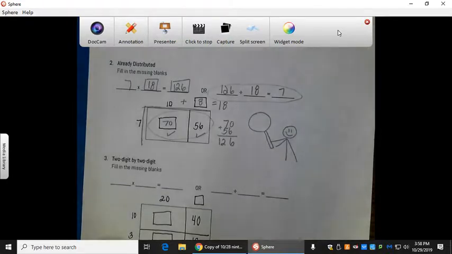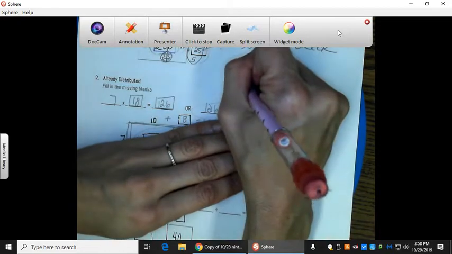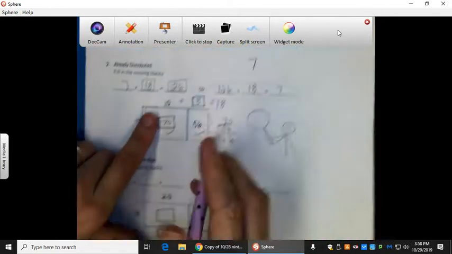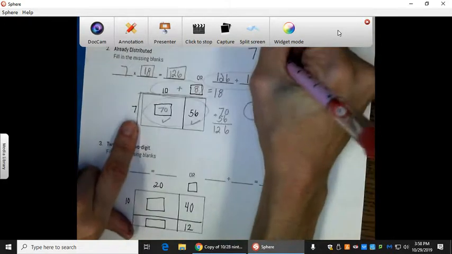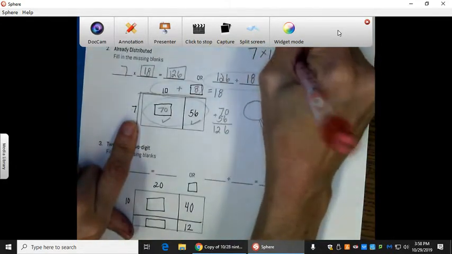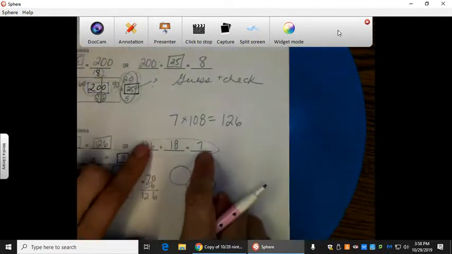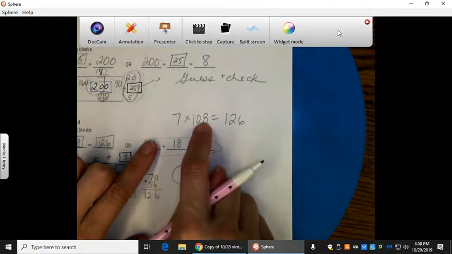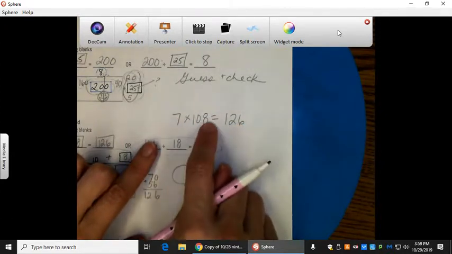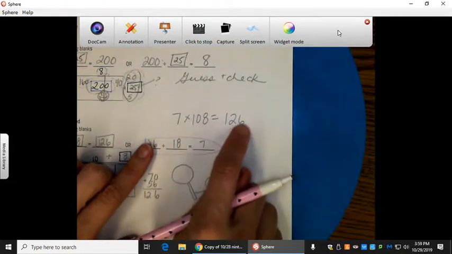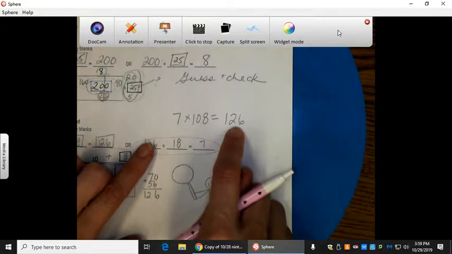Okay, some of us were saying some wild things. Like, let's just pretend for a minute we had this. 7 times, what if by accident you put 7 times 108? 7 times 108 equals 126. Does that make sense that 7 of these gets you that? What's 7 times 100? 700. Oh, so 7 times 108. Do you think it's going to be close to 126?